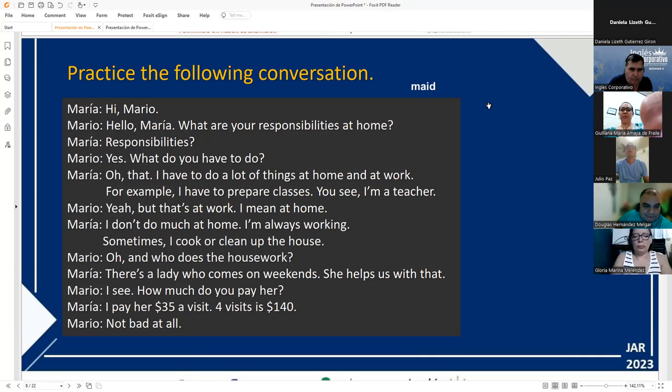Oh, and who does the housework? There's a lady who comes on weekends. She helps us with that. I see. How much do you pay her? I pay her 35 a visit. For visits is 140. Not bad at all. Excellent. Thank you very much.